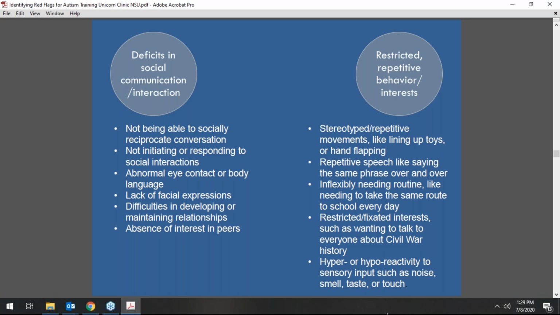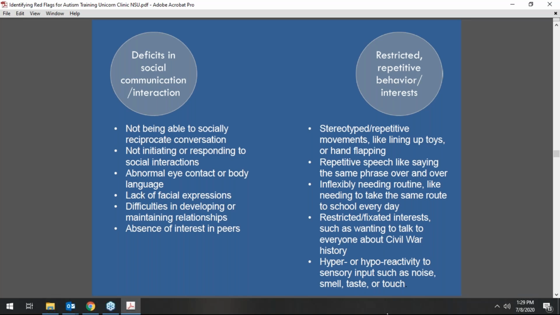We're also seeing inflexibility, needing routine, for example, needing to take the same route to school every day. We actually had a client that we were testing who knew exactly which route they take going from home to school, and they knew that they passed by a specific place. And if they took any other route that morning, he would be very upset and start crying, and it would just be very difficult for him to start his day.